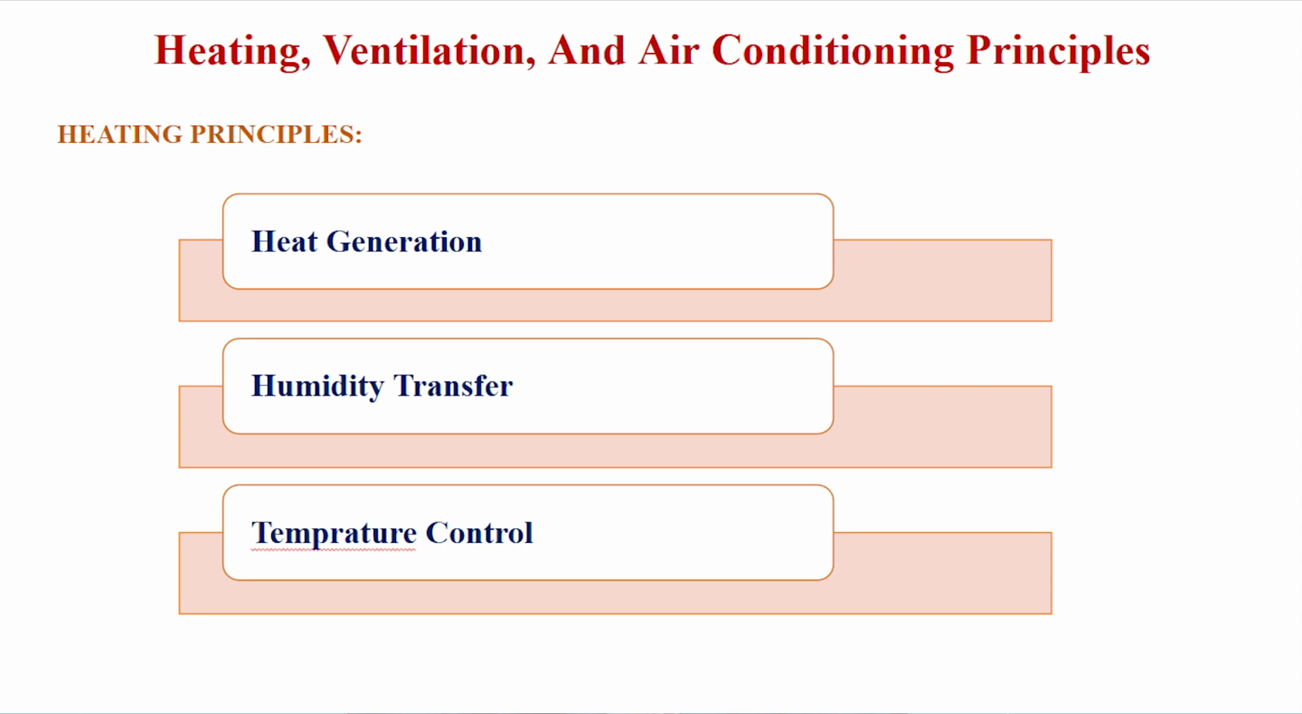Second is heat transfer. In heat transfer, heat is transferred from the heat source to the indoor air via conduction, convection or radiation. The heated air is then distributed throughout the building using ductwork or a radiant heating system. Third is temperature control. In temperature control, the thermostat monitors indoor temperature and activates the heating system to maintain the desired comfort level.